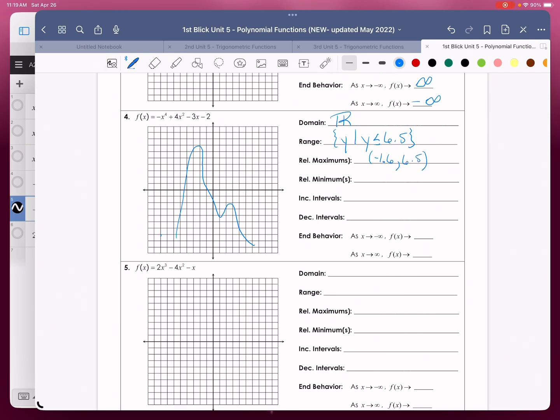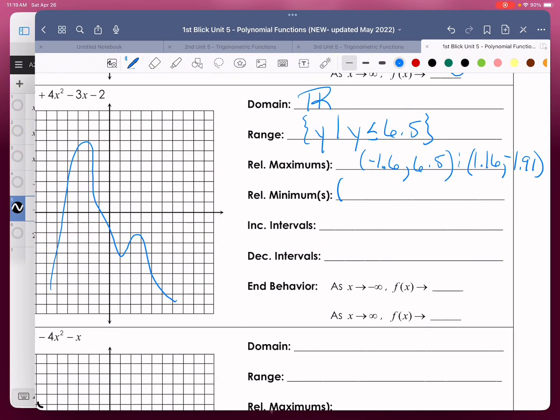And then that other maximum, if you go back and tap those points, that's going to be at 1.16 and negative 1.91. Okay. So there was one point that was a relative minimum, and that point was at 0.41 and negative 2.59, just straight off of Desmos.